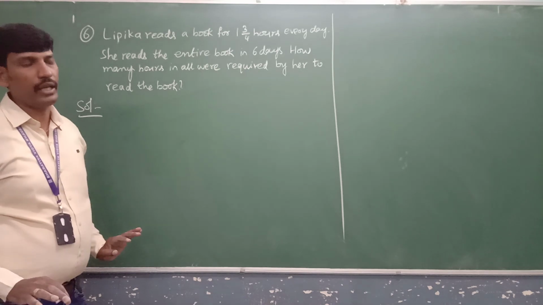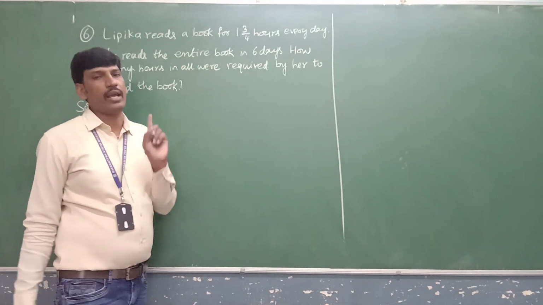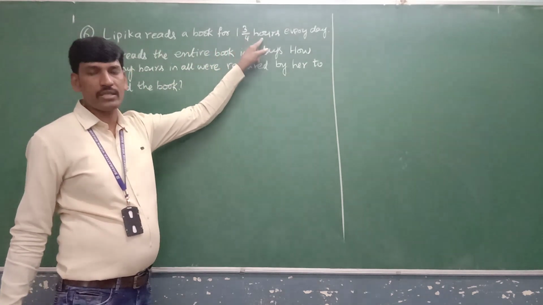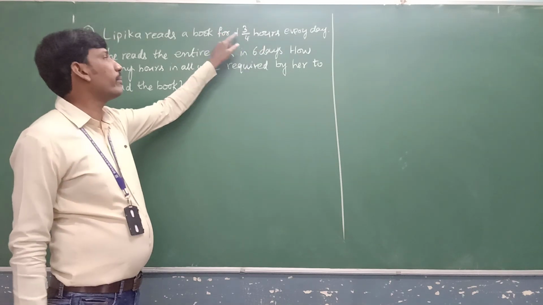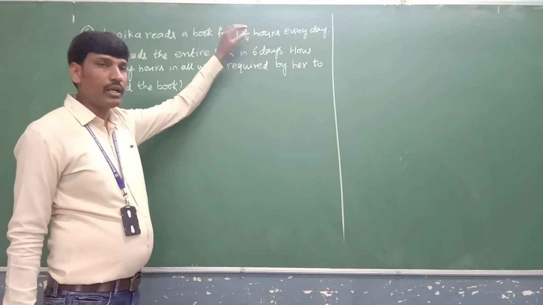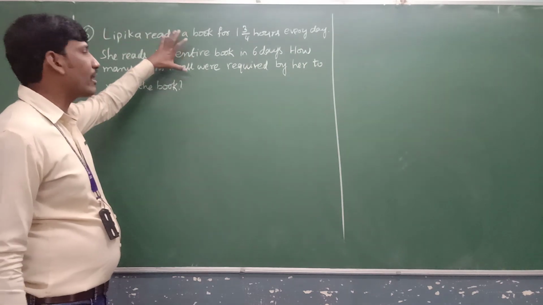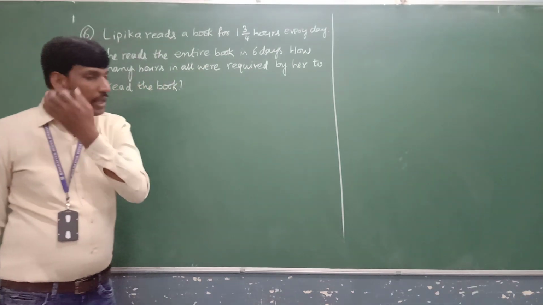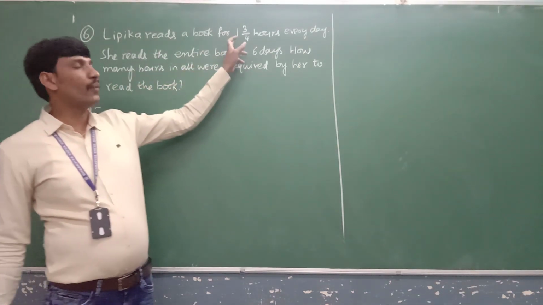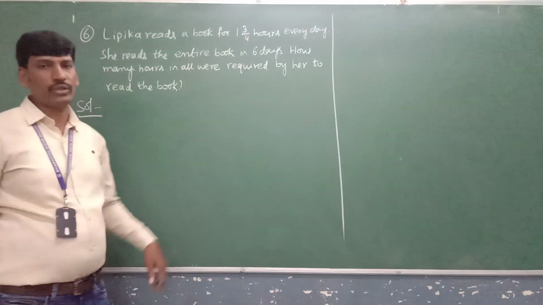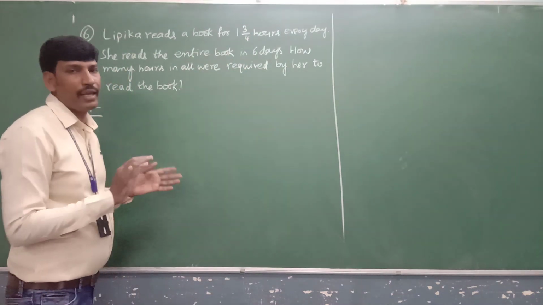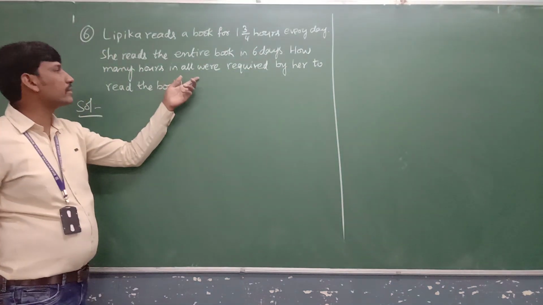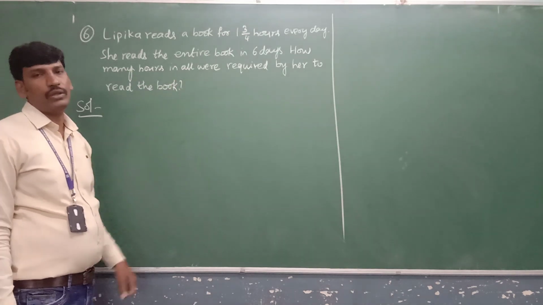See, listen carefully. In a day, in one day, she will read a book for 1 3/4 hours. Okay, so like that, she will complete the entire book in how many days? 6 days. So here, what we are going to do? We need to multiply 6 into 1 3/4. Okay, I hope you understood that. We just multiply this 6 into 1 3/4. You will get the required hours. Okay, required hours we need to get.